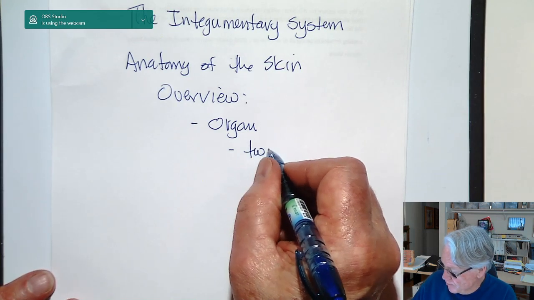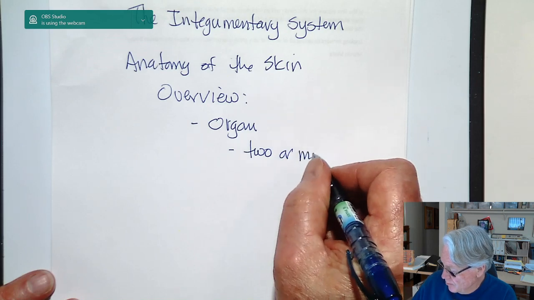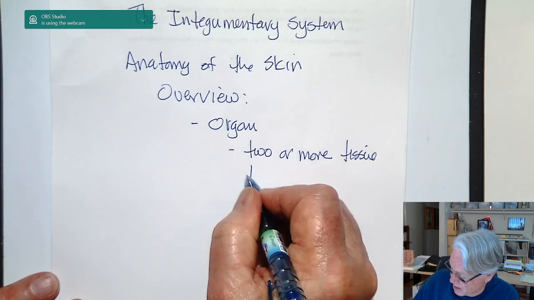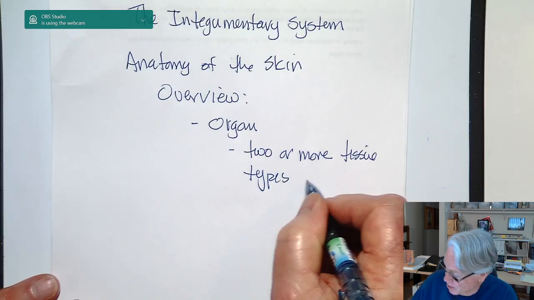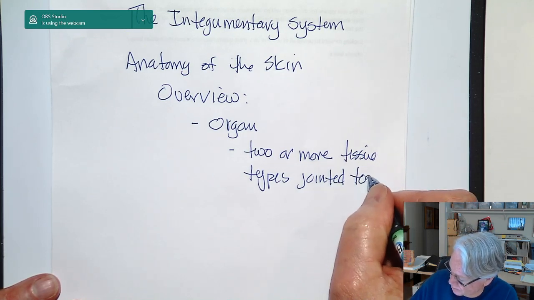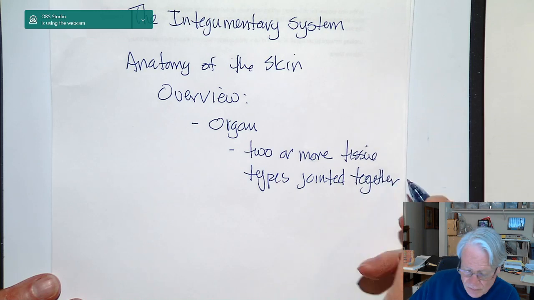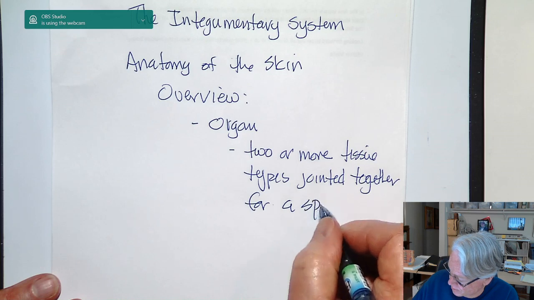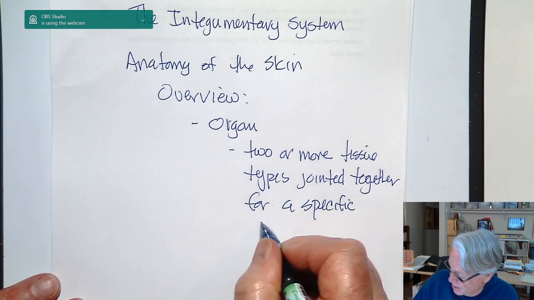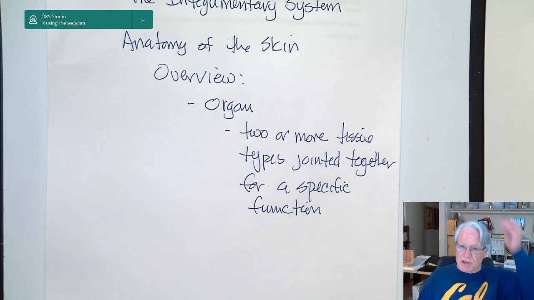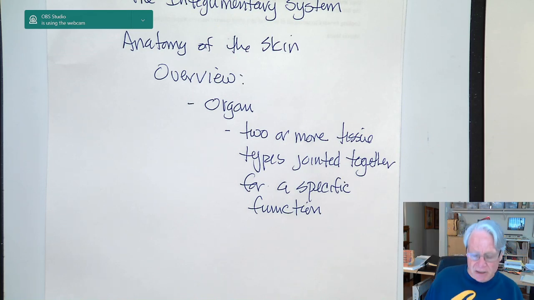Two or more tissue types joined together for a specific function. So that's kind of a shorthand. I mean, we can get a more elegant definition, but that's enough for us right now because we're just reminding ourselves of what an organ is.